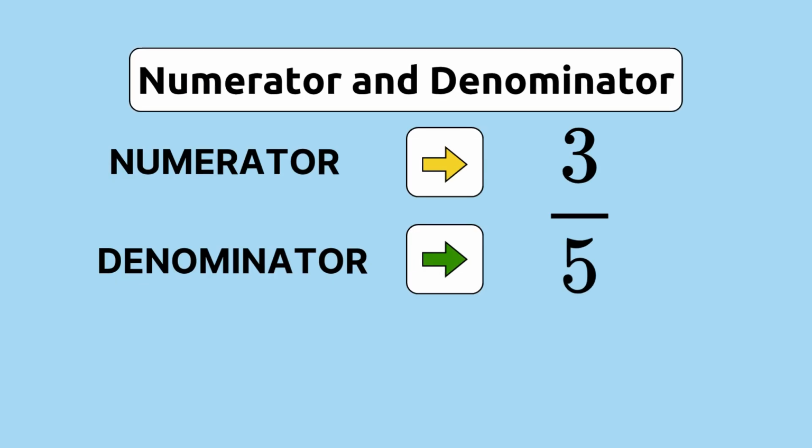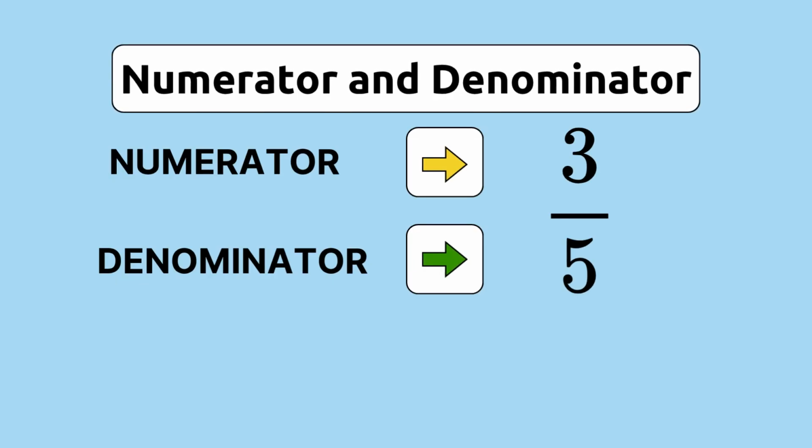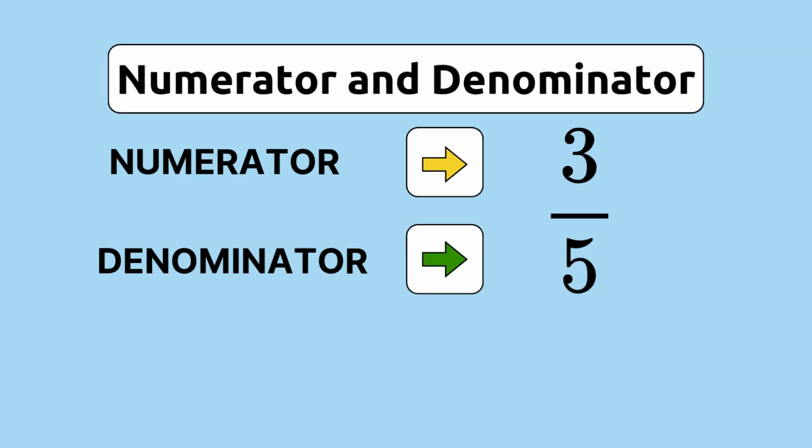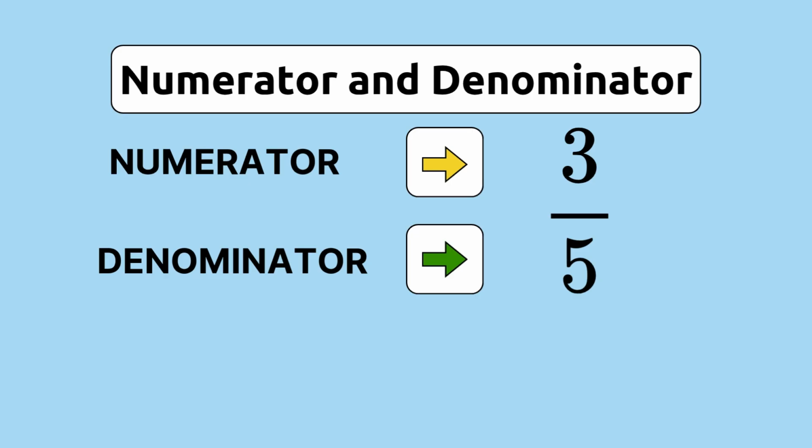In the fraction 3/5, the number 3 is the numerator. It shows how many parts are taken. The number 5 is the denominator. It shows the total number of equal parts. Together, they show that we have 3 parts out of 5.